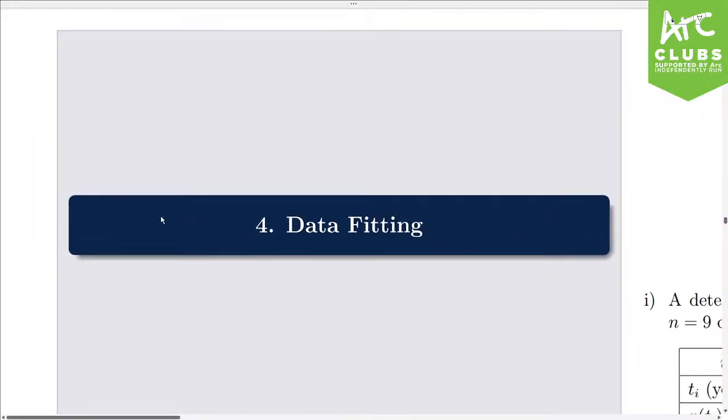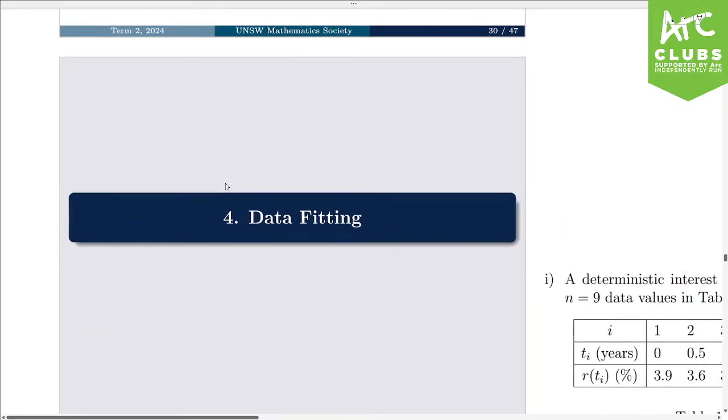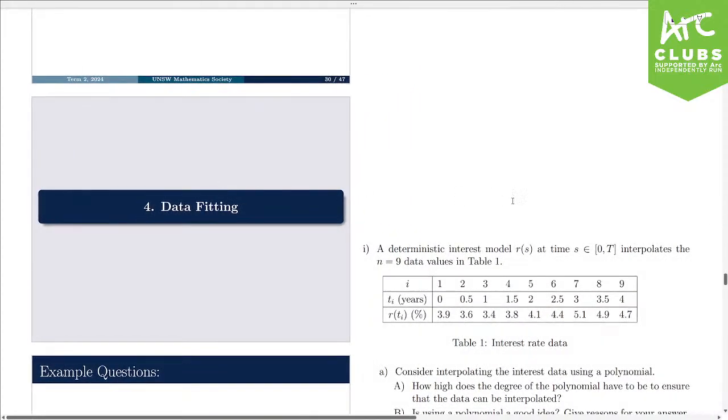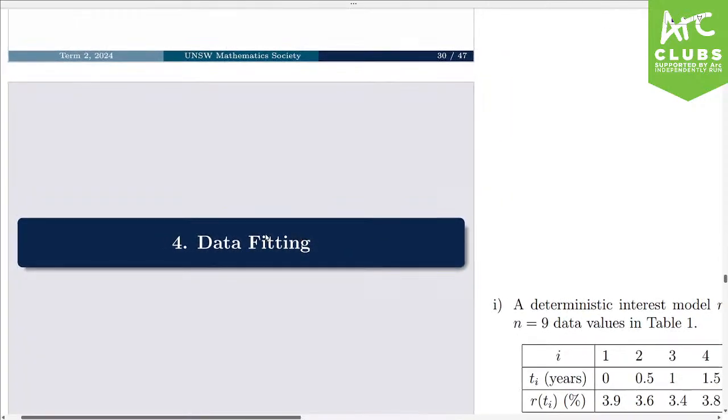Now topic 4 is data fitting. This topic I actually haven't seen tested much in the past papers. I could only find a few questions, and they're all kind of like this. I think that's because it's been tested quite a lot in the assignments and the lab test, and also it'll be pretty tedious to do the data fitting by hand in the exam.